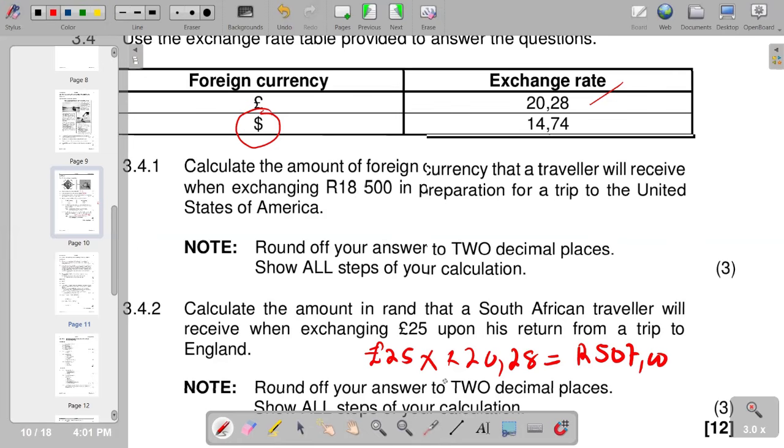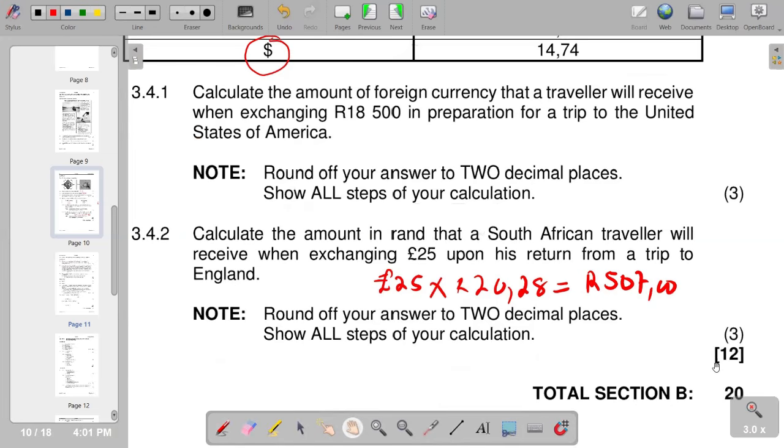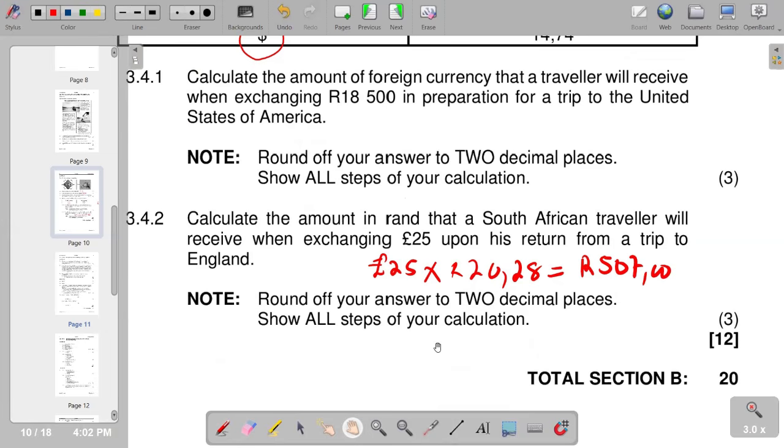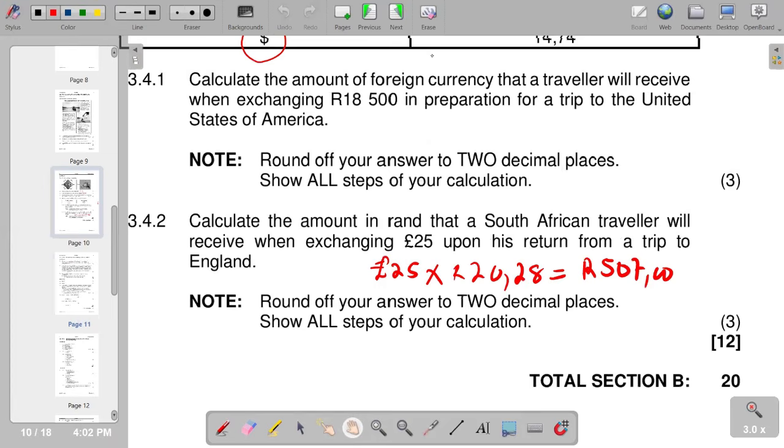Then with that, we move on to the next part now. Remember, this is the last part that we have in terms of our question 3.4.2, and the last part of question 3, with a total of 20 marks on Section B. So we move on to the next section, which is going to be our Section C.